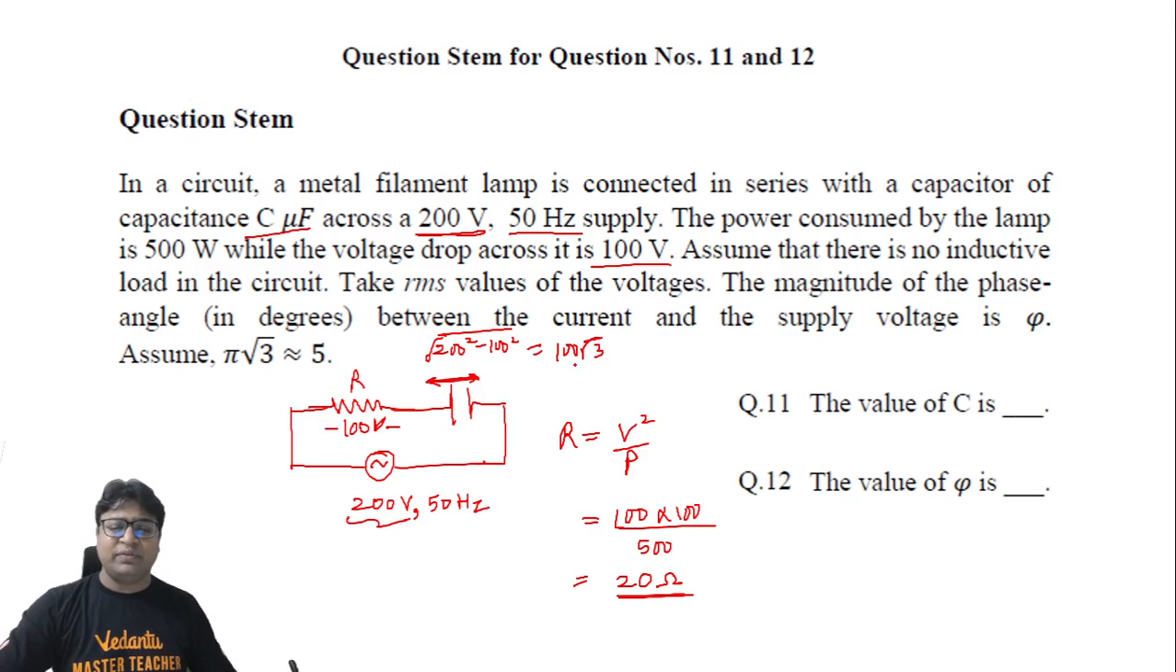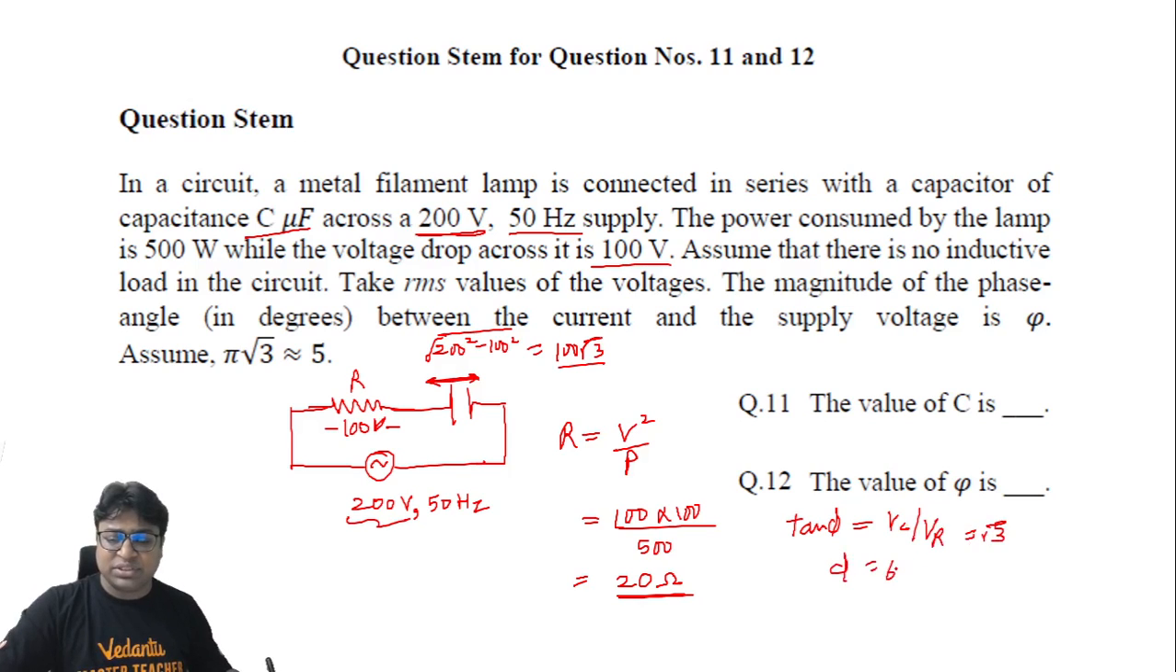So now if the voltage across capacitor is this and the voltage across resistance is 100, so we can find out the value of phi, because tan phi will be equal to voltage across capacitor divided by voltage across resistor. So that turns out to be root 3, which means phi turned out to be 60 degree. Okay. So we know one of the things, that is 60.